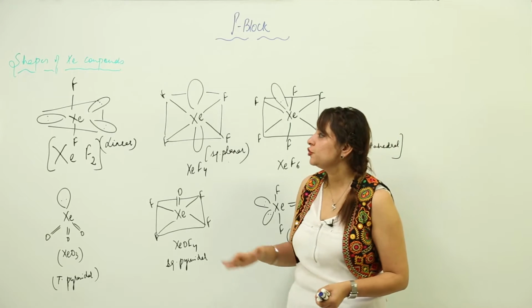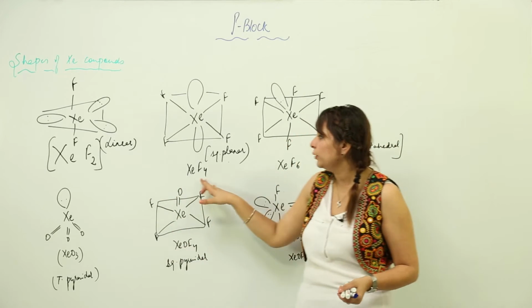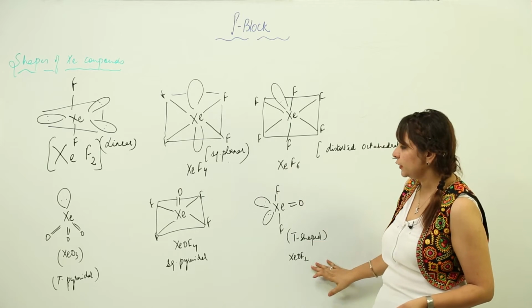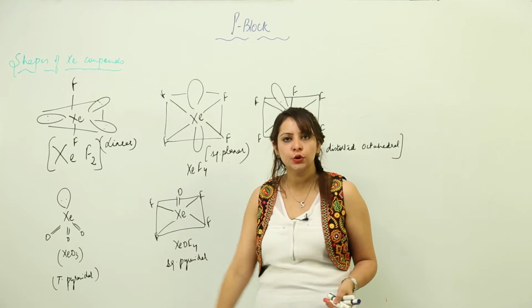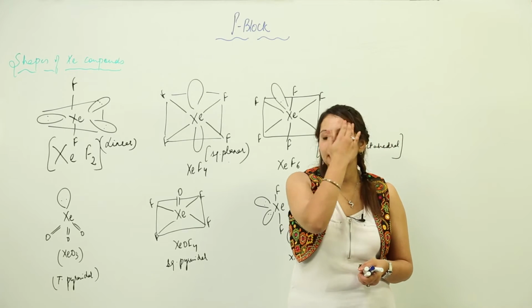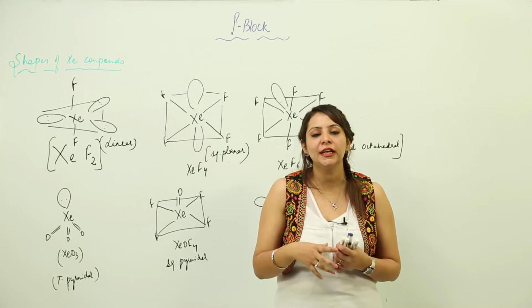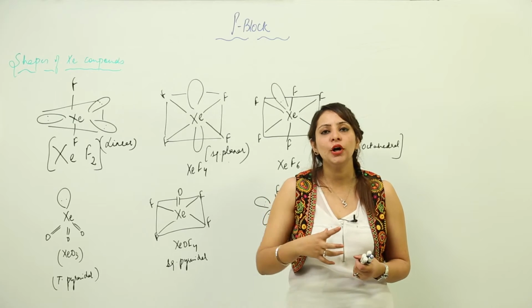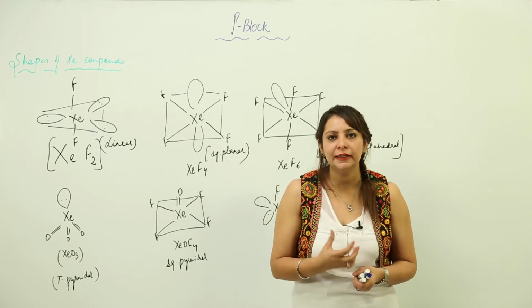Now, if we look for the shapes of the compounds like XeF2, XeF4, XeF6, XeOF2, XeOF4 and XeO3, we will see these kinds of shapes. As we have already discussed in chemical bonding, on the basis of VSEPR theory, we can predict the shape depending upon how many bond pairs or lone pairs it carries.